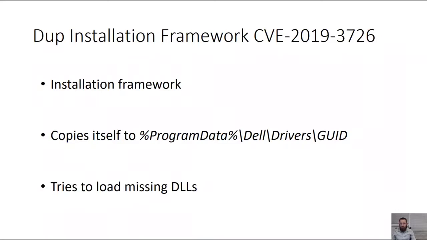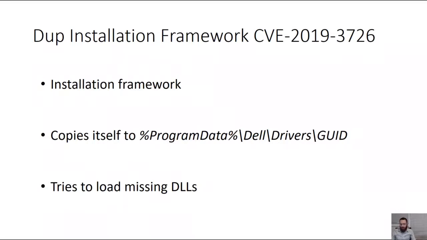So the developers decided to copy the DUPE installer into ProgramData, DLL drivers, and some GUID, followed by trying to load a bunch of DLLs. These DLL files do not exist in the newly created directory, so we can put our malicious DLL there, and it will be happily loaded by the installer since the default permissions of the ProgramData directory are permissive.